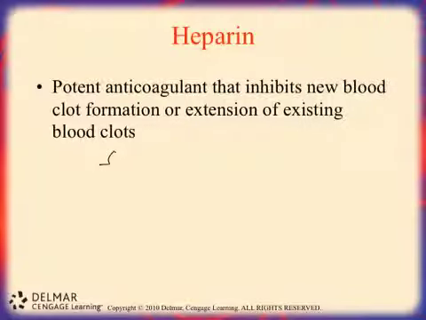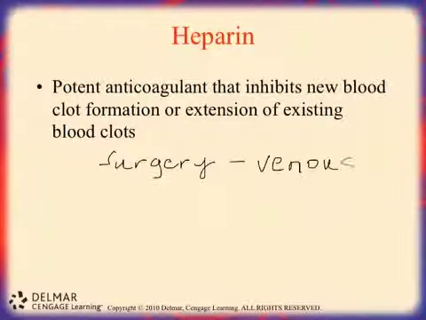So they get it after surgery, especially when they're going to be immobile and have venous stasis. Think about how clotting occurs. It occurs when blood is no longer flowing, and so you can see how that could cause clots. Also, anyone who may be at potential risk, like they may have poor circulation, may be on a heparin, and then we will also see that we use it to keep a heparin lock open.